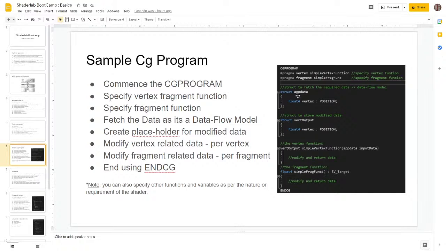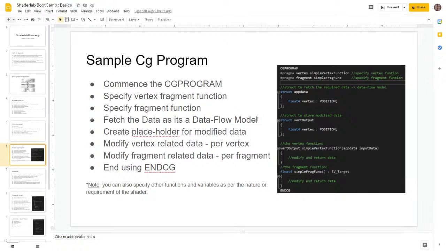So it's very simple. You start a CG program, you define your vertex and fragment shaders, you take the input, you provide a structure for modified input, you modify the input in the vertex function, and pass it on to the fragment function, just as in the pipeline we had seen when Girish was presenting. Then in the fragment function we finally say that this fragment would be of this color. Pixel would be defined later on. And then we end the CG program.